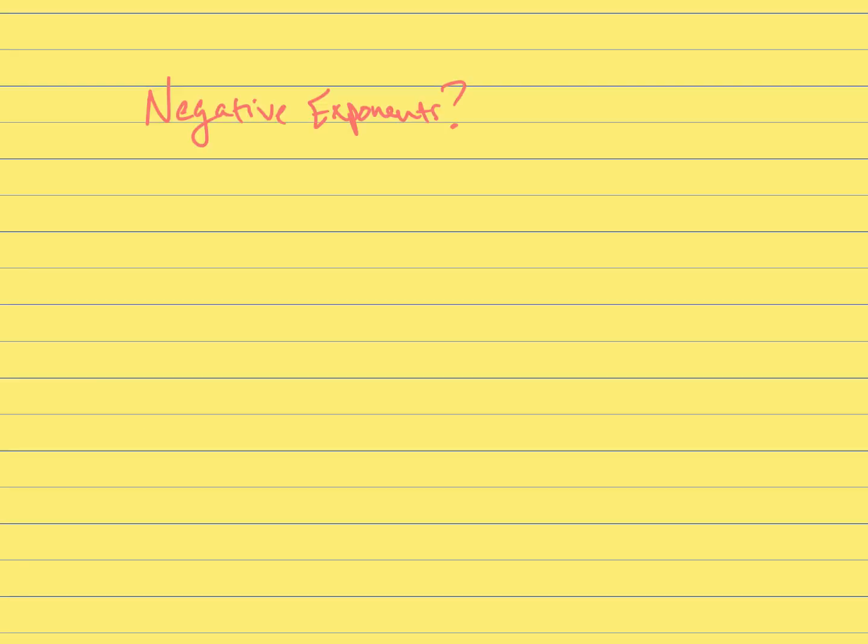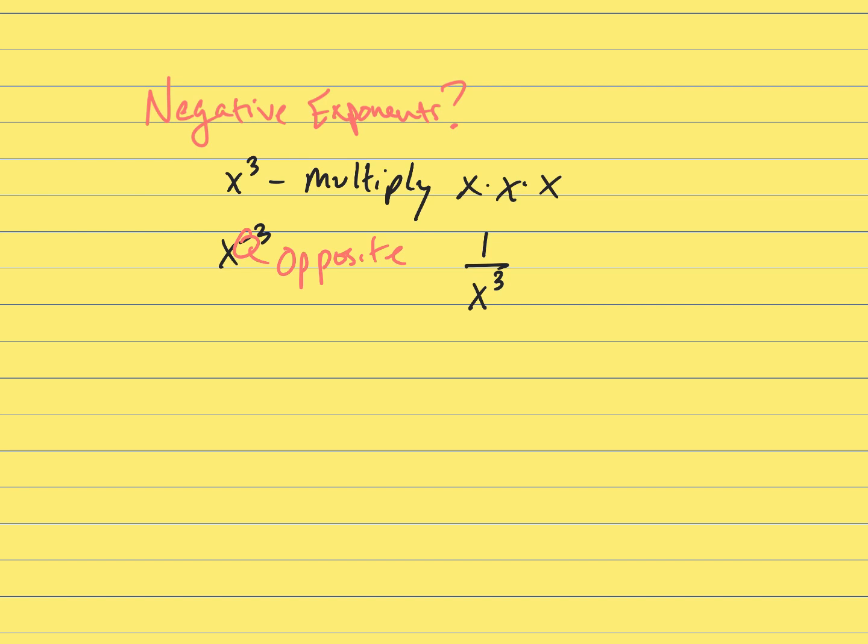Negative exponents. What in the world do we do with negative exponents? Well, here's what I want you to think about. X cubed means multiply 3 x's 3 times. X to the negative third, a negative means opposite. What is the opposite of multiplying 3 times? It's dividing 3 times. So this is equal to 1 divided by x cubed.